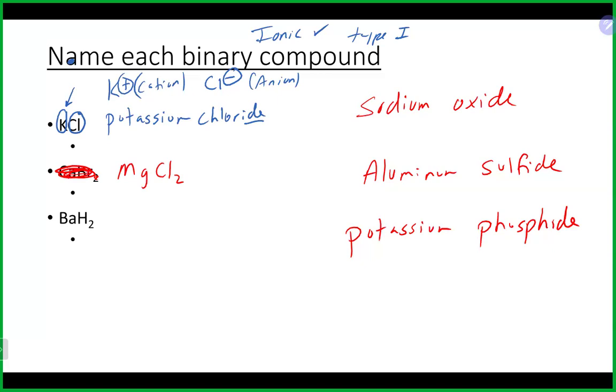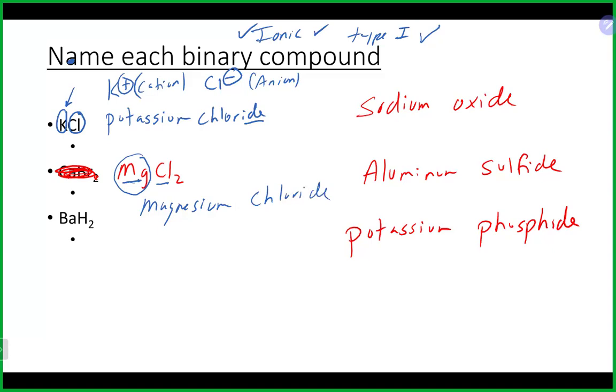Looking at the next one, we have Mg, which is a metal, and Cl, which is chlorine, a nonmetal. Again, that tells us it's ionic. We're going to look at the metal, which is magnesium. That tells us it's group 2, has a fixed charge. That's a type 1. In terms of naming, that's all we need to know at this point. We're going to use the whole name of the metal, magnesium, and the Cl will get the IDE treatment and become chloride.